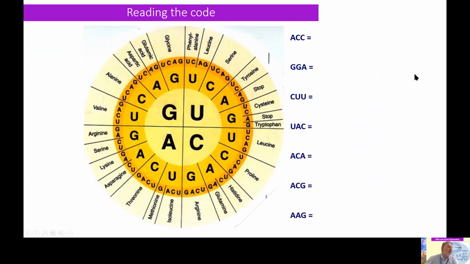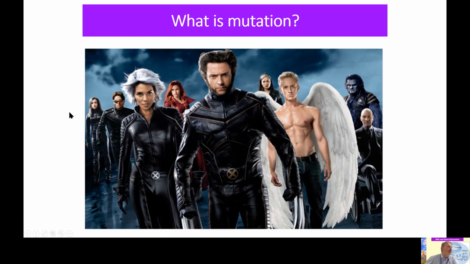Okay, so let's have a look. You can stop and try and work out what each of these is, and we'll go through the answers now. So stop before and then try and work out what ACC is. So we'll just do ACC together. So A, C, and C is going to be threonine. Oh, we haven't got the answers, have we? Let's have a look at the answers.